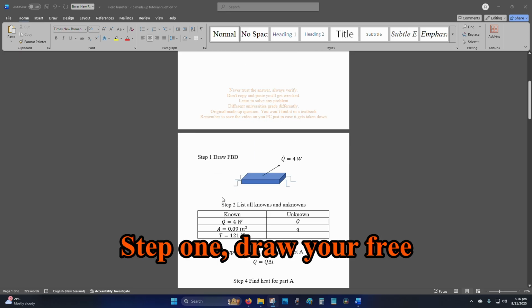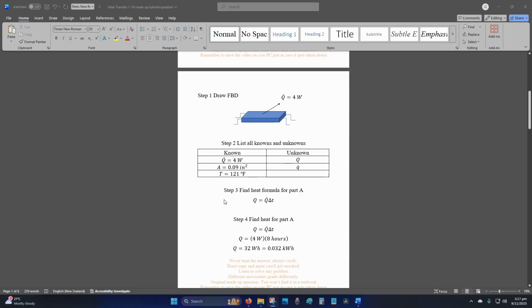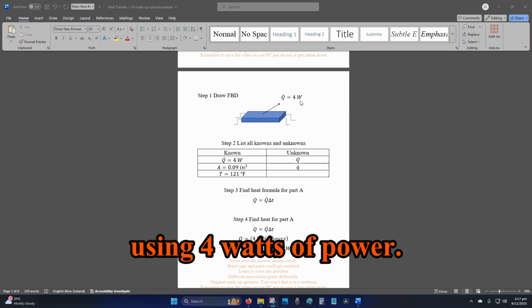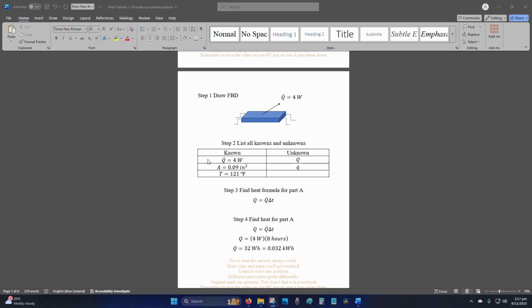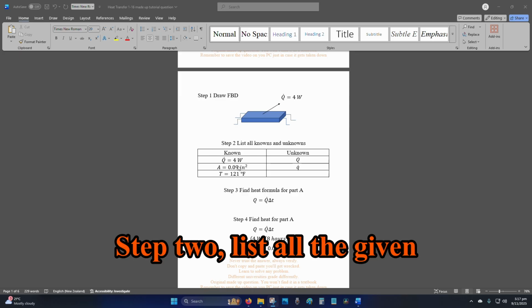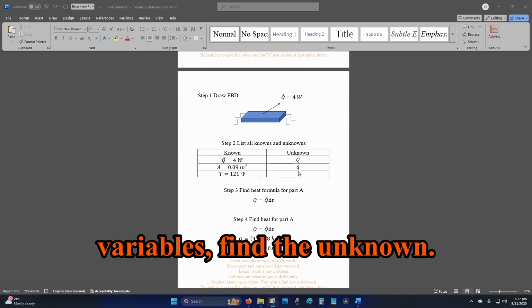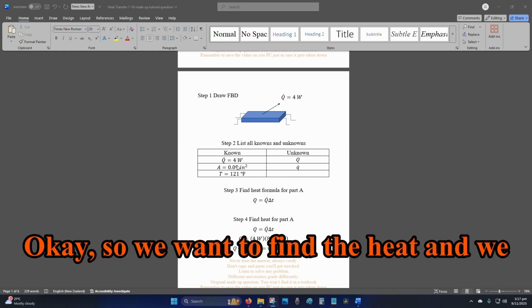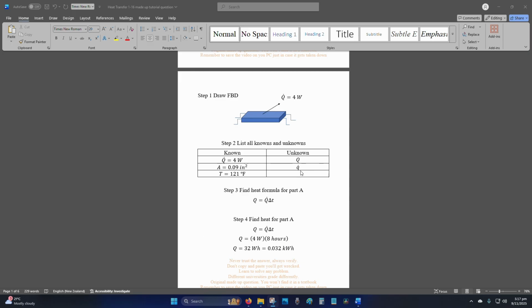Step 1, draw your free body diagram, your FBD. This will help you visualize the problem. We got a microchip, it's using 4 watts of power. Step 2, list all the given variables, find the unknown. Okay, so we want to find the heat and we want to find heat flux.